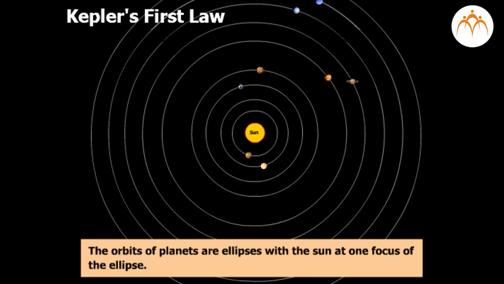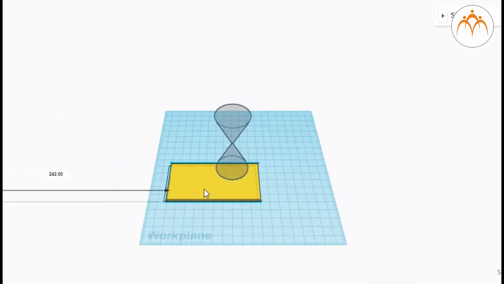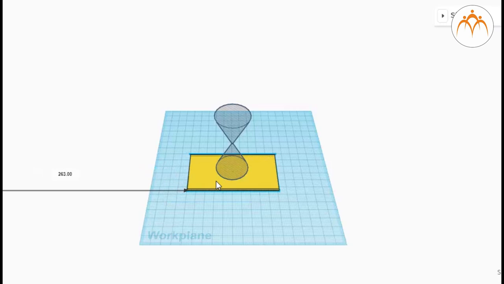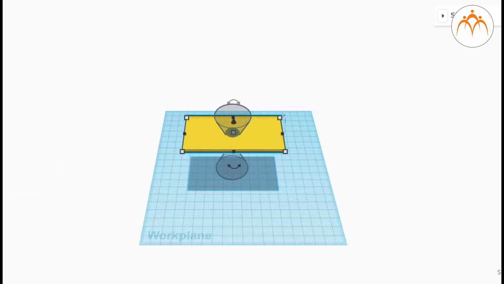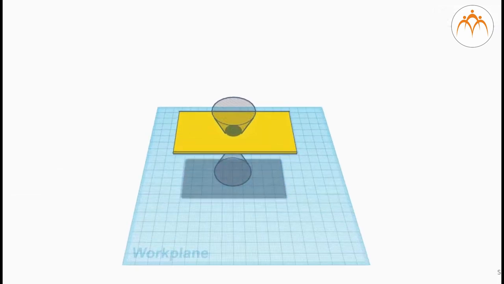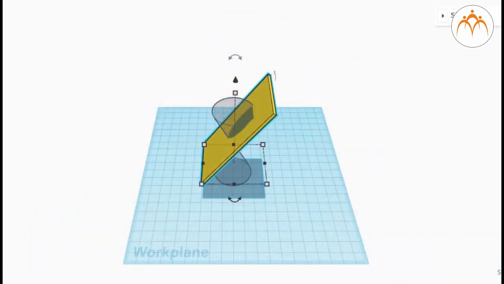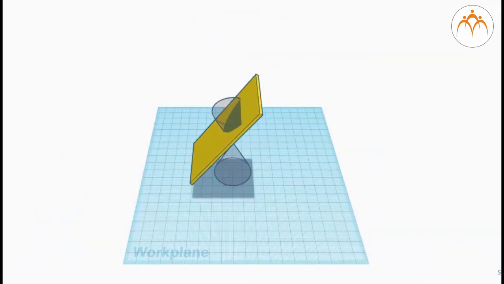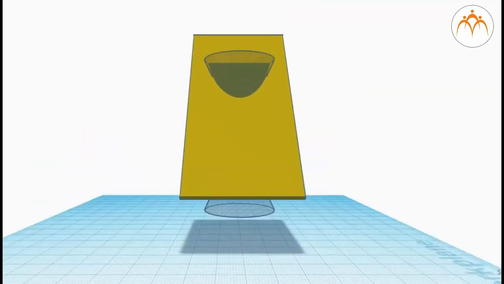Let us say that an ellipse is a conic section of a cone. Here, two cones have been drawn, and there is a plane intersecting both the cones. If the plane intersects the cone parallel to the base of the cone, then the intersecting shape looks like a circle. So the intersection here is circular in shape. On the other hand, if the plane intersects making some angle, then the section will be parabolic.